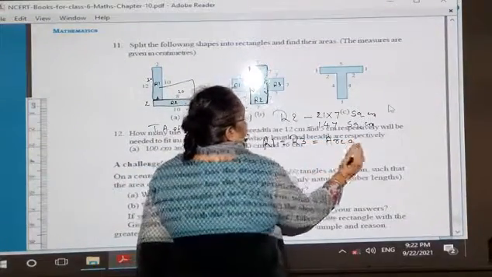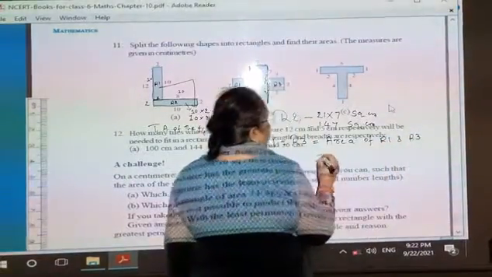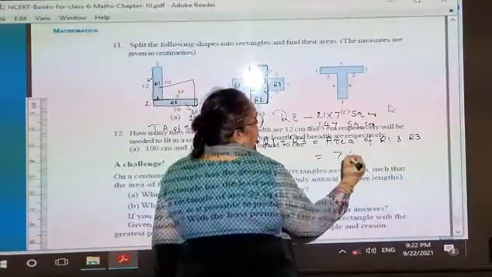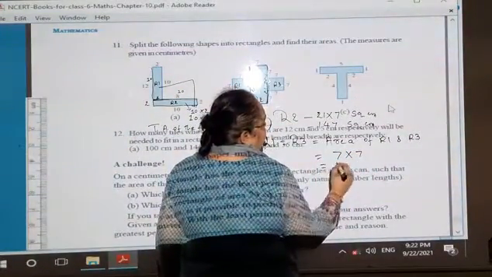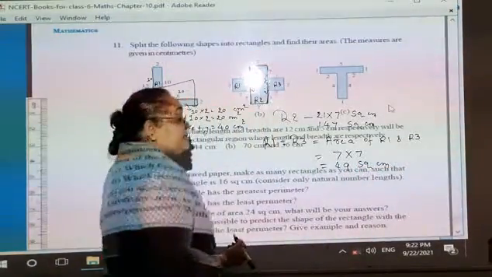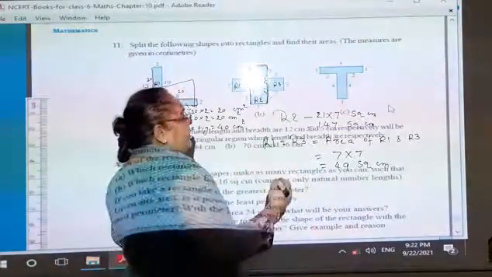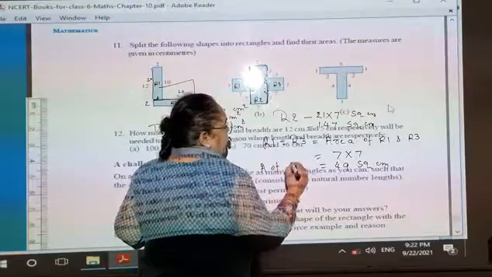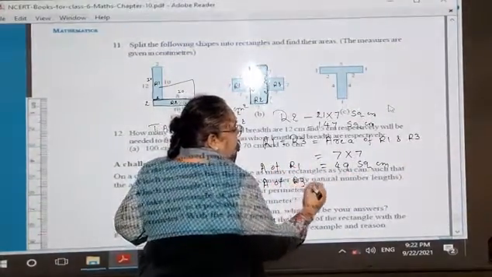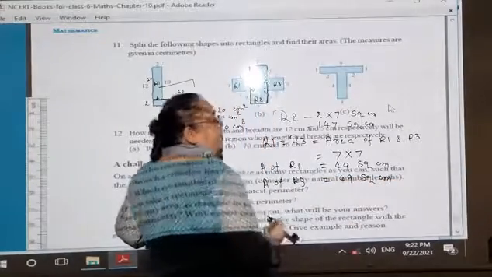Area of rectangle 1 and rectangle 3: the sides are 7 and 7. So 7 multiplied by 7, so 49 square centimeter. This is the area of one rectangle. So the area of rectangle 1 is also 49, and the area of rectangle 3 is also 49 square centimeter.